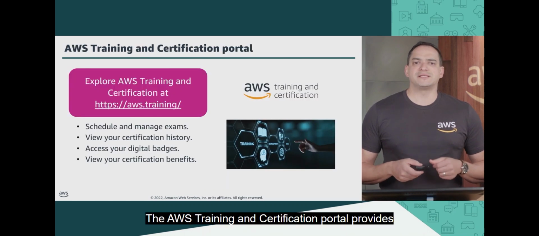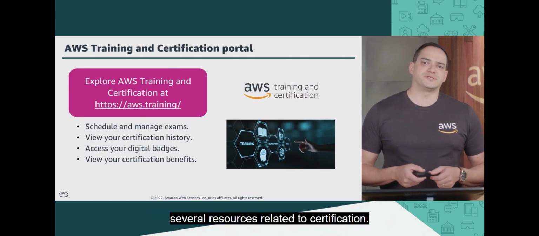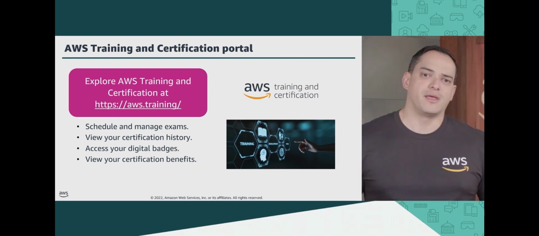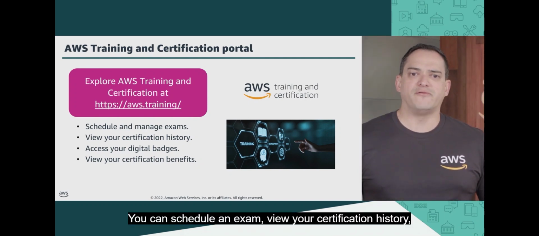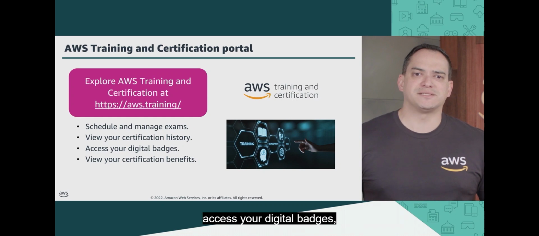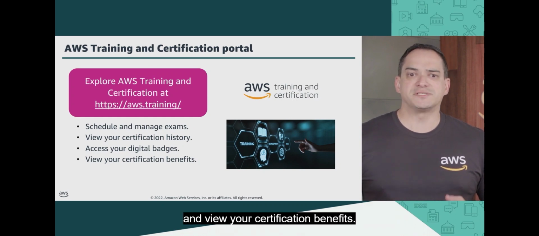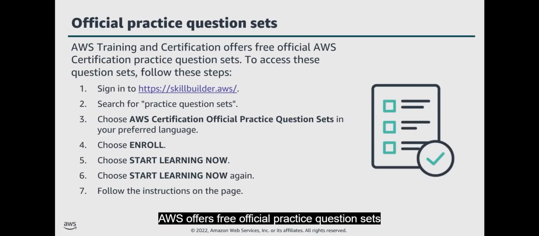The AWS Training and Certification Portal provides several resources related to certification. You can schedule an exam, view your certification history, access your digital badges, and view your certification benefits. AWS offers free official practice question sets for AWS certification exams. These question sets supplement the exam guide and can help you test your knowledge before you take the exam. You can find the practice question sets on an AWS Skill Builder site.